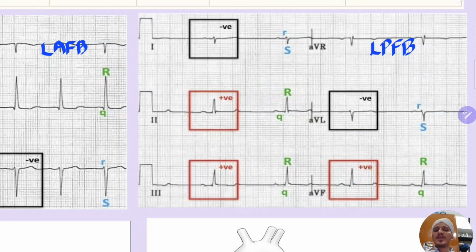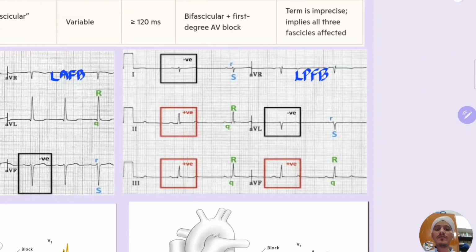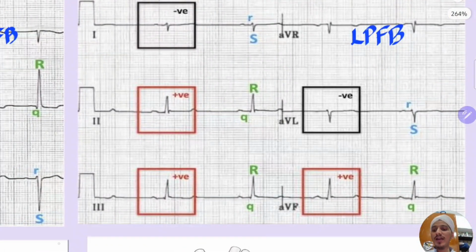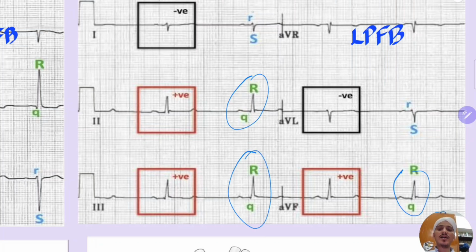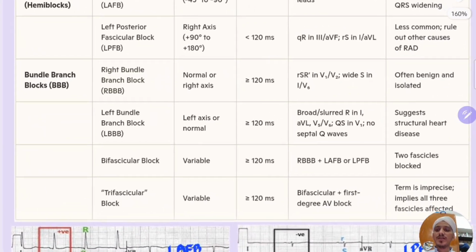So in anterior fascicular block, you will have left axis deviation. That's why you will have a QR pattern in 1 and AVL and RS pattern in 2, 3 and AVF. And in posterior fascicular block, you will have right axis deviation. That's why you are having a QR pattern in 2, 3, AVF and RS pattern in the 1 and AVL leads. Okay, simple. Now we will move on forwards.